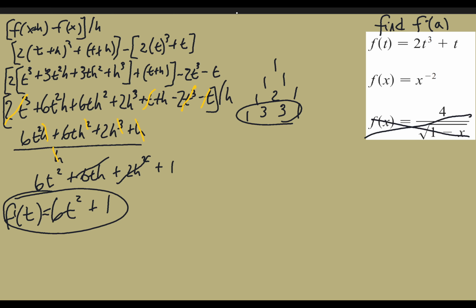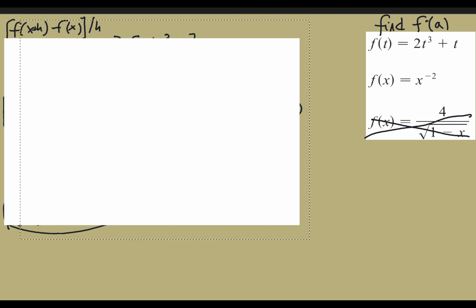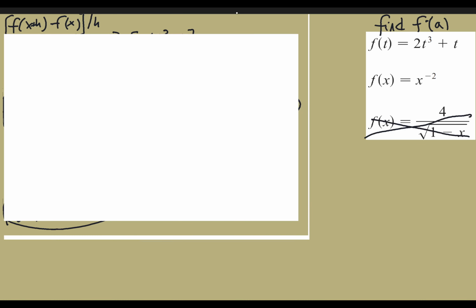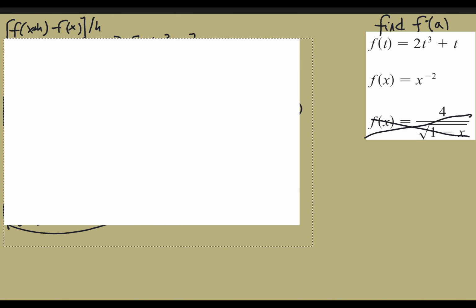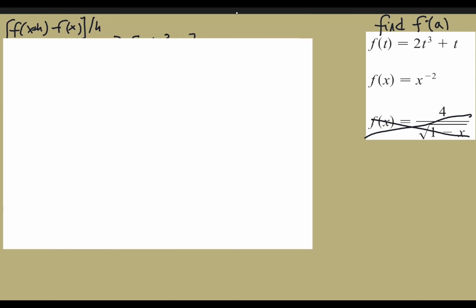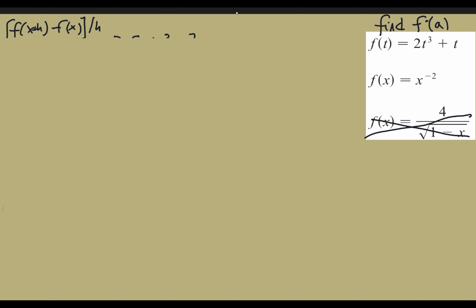Let's look at the next one down. x to the negative 2. What does that even mean? What's x to the negative 2? Should we keep that definition of derivative there? Let's keep it in there just so we don't have to rewrite it. Okay, so x to the negative 2. I don't know how you like to write that, but I hate negative exponents. So f of x equals x to the negative 2. I'm going to write that as 1 over x squared.